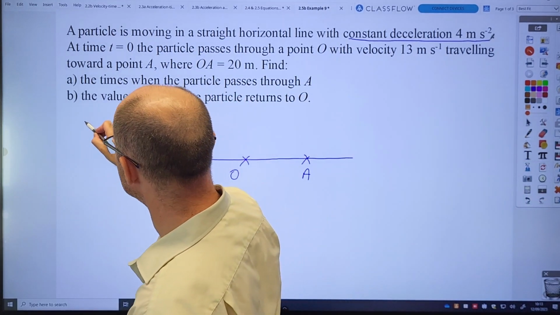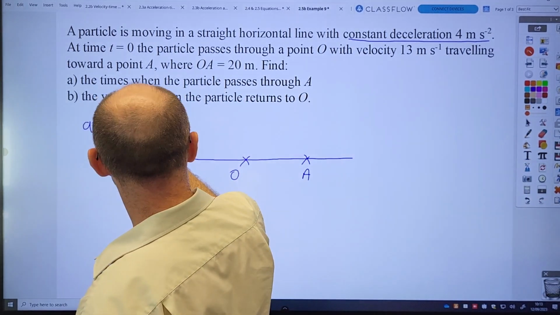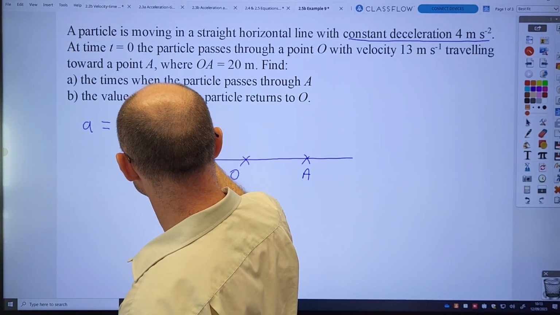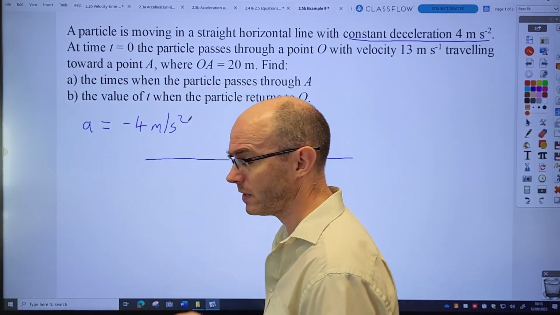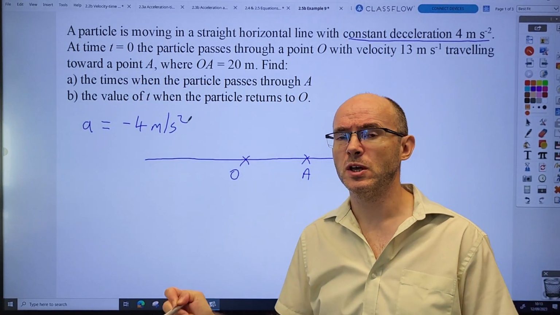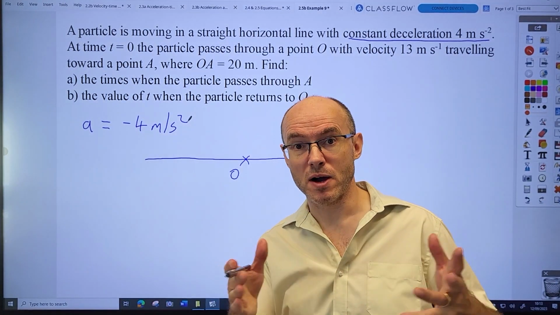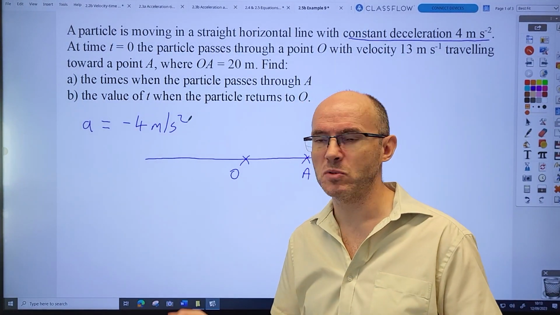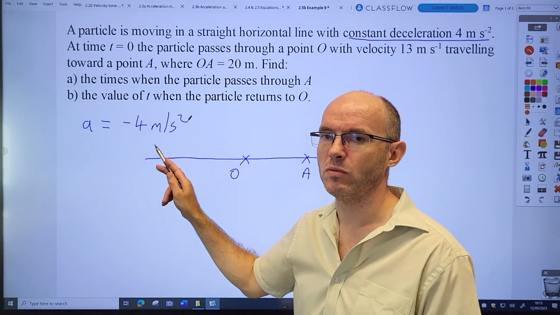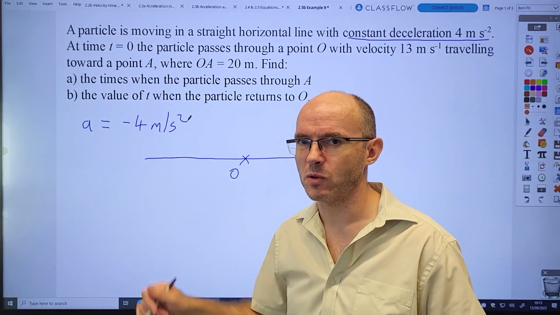So what does that actually mean, first of all? Well, that means that the acceleration is negative because it's slowing down. So the first important point to note is when you're using the equations of motion, whichever one that might be, V equals U plus AT, for example, you've got to use A is -4, otherwise you'll get the wrong answer.